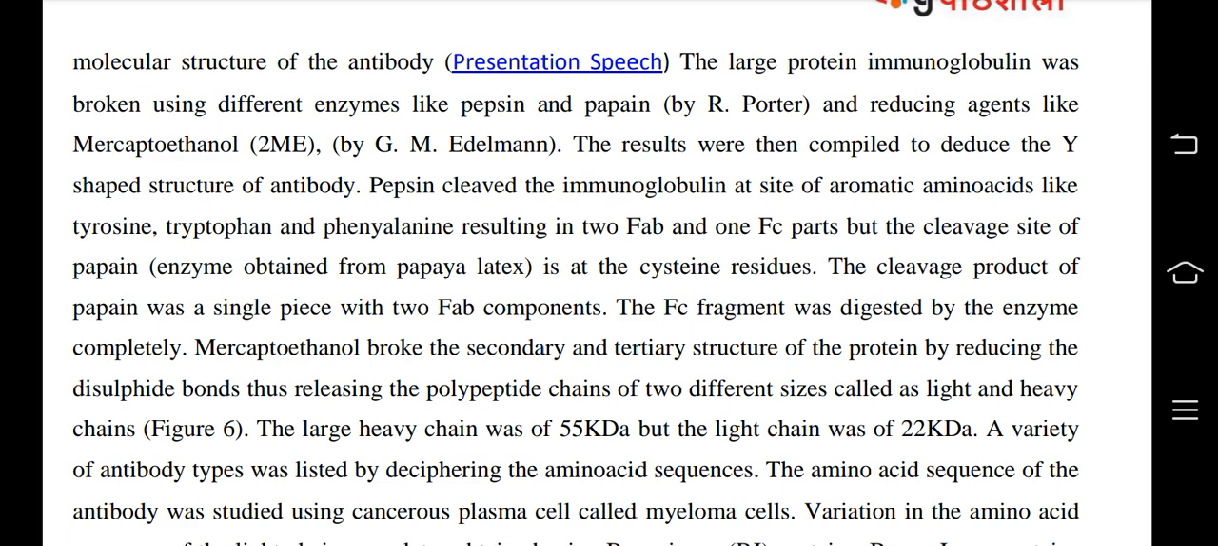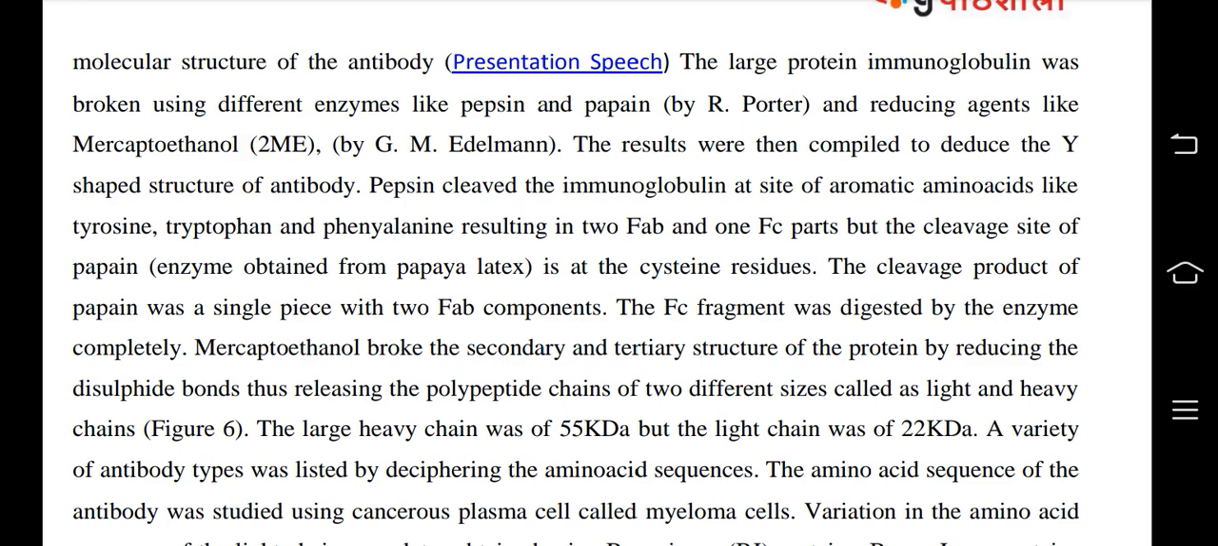Mercaptoethanol broke the secondary and tertiary structure of the protein by reducing the disulfide bonds, thus releasing the polypeptide chains of 2 different sizes called light and heavy chains. The large heavy chain was of 55 kilodalton, but the light chain was of 22 kilodalton. A variety of antibody types was listed by deciphering the amino acid sequence.